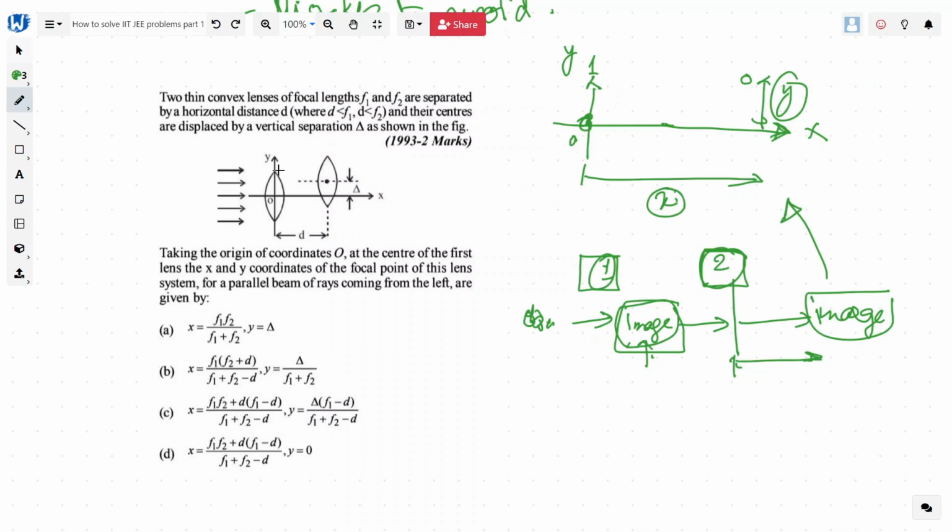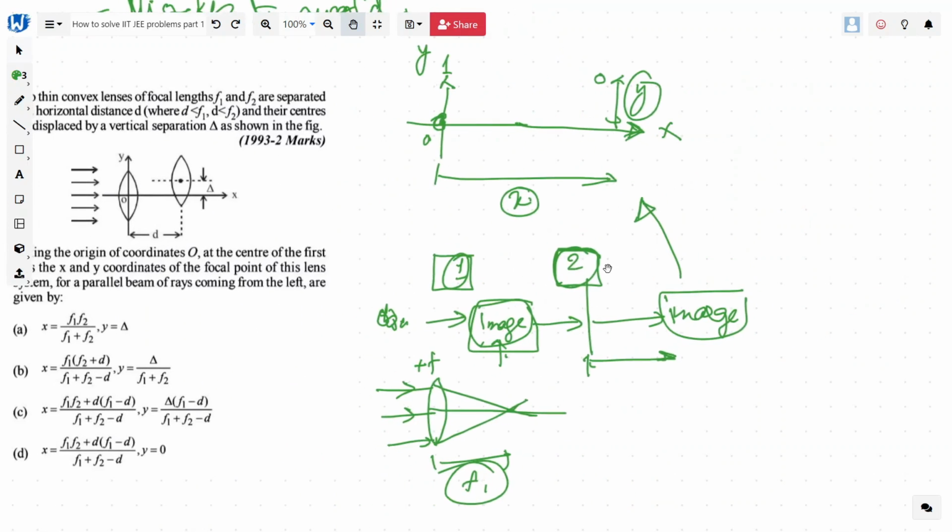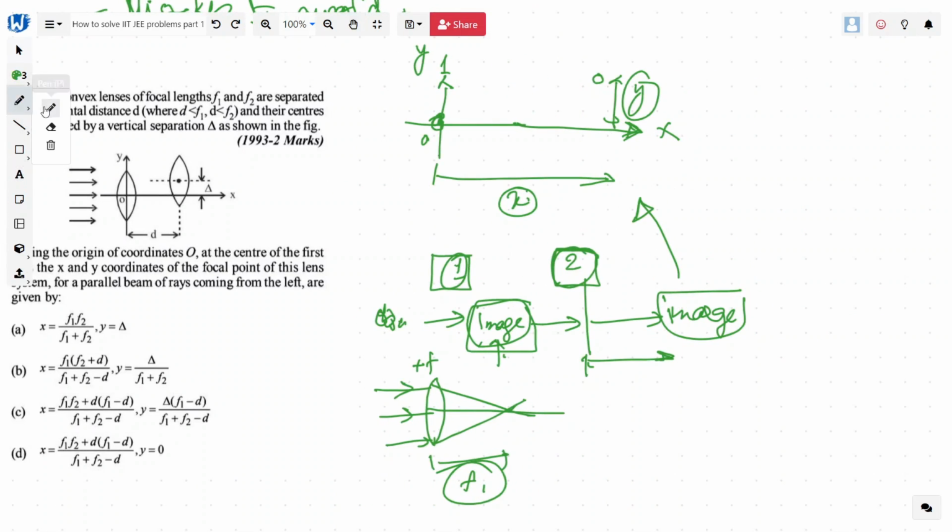Now, as they are saying, for the first lens the rays are coming parallel, so they are making it very simple. For a convex lens, which has positive focal length, with rays coming parallel, it is definitely going to meet at the focal distance f1. So we have already solved the first part of it. We know where the image is going to form: it is going to form at f1.